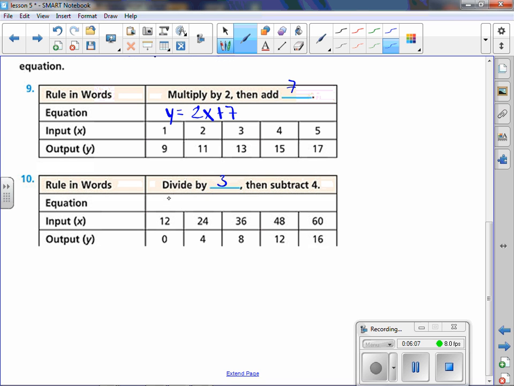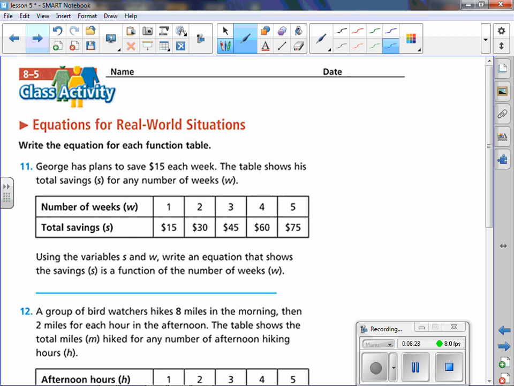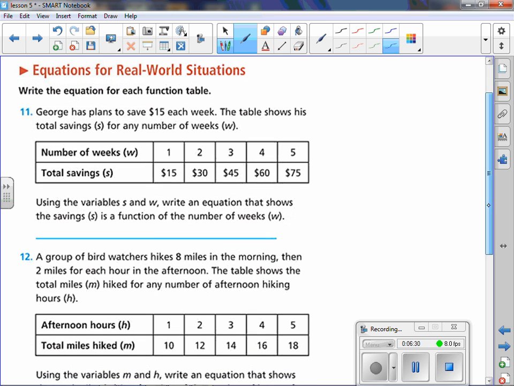Okay, so my equation is y equals x divided by 3 minus 4. And if you want to, you can put parentheses in here, but you don't have to have those according to our order of operations. Okay. All right, let's go on. These are just those same kind of problems, but into words.